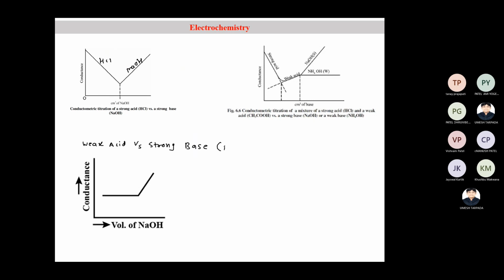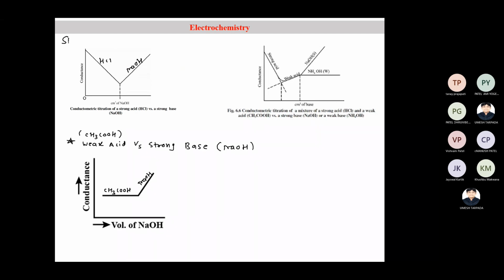A strong base is, for example, NaOH. A weak acid, you can take acetic acid. So this is the plot. Initially, the conductance remains constant due to neutralization of the weak acid. After that, conductance increases due to NaOH.